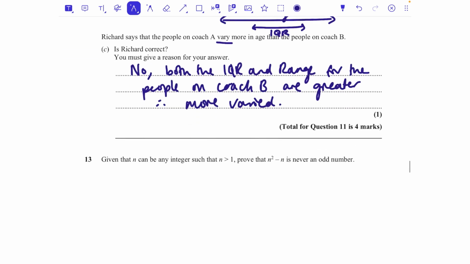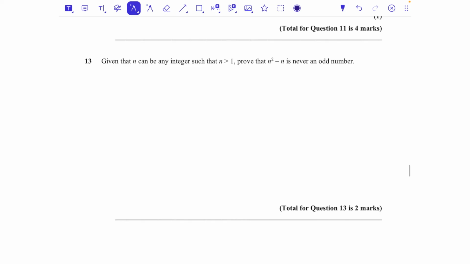Brilliant. Question number 13. Given that n can be any integer, which just means whole number, such that n is greater than 1, prove that n squared minus n is never an odd number.